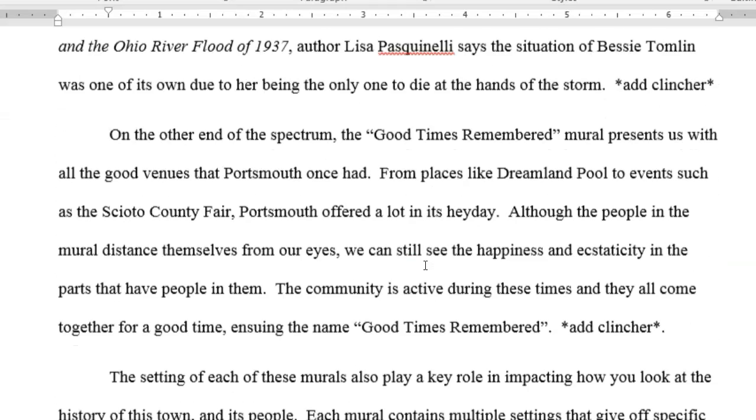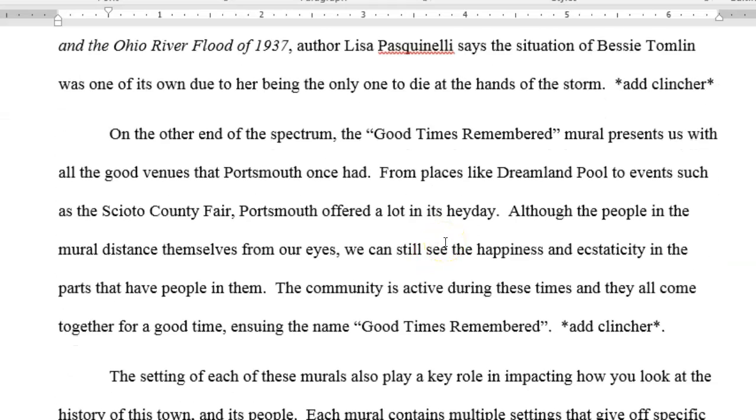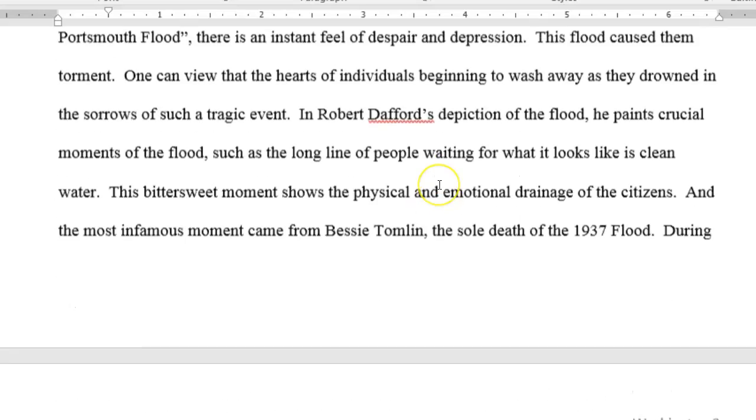The Good Times Remembered mural, that's a tough one to write about sometimes. And you're writing about emotion, which is great. I think that's definitely in the 37 flood. You could also argue that it tries to evoke emotion in Good Times Remembered. I think being clear like what it is you're trying to argue.